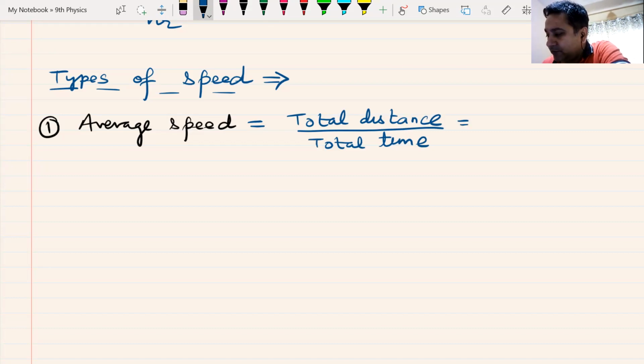In terms of alphabets, I will write it as L by T. L standing for total distance, T standing for total time. Now, Kaushiki gave an example, but I'll give you another one on similar lines.